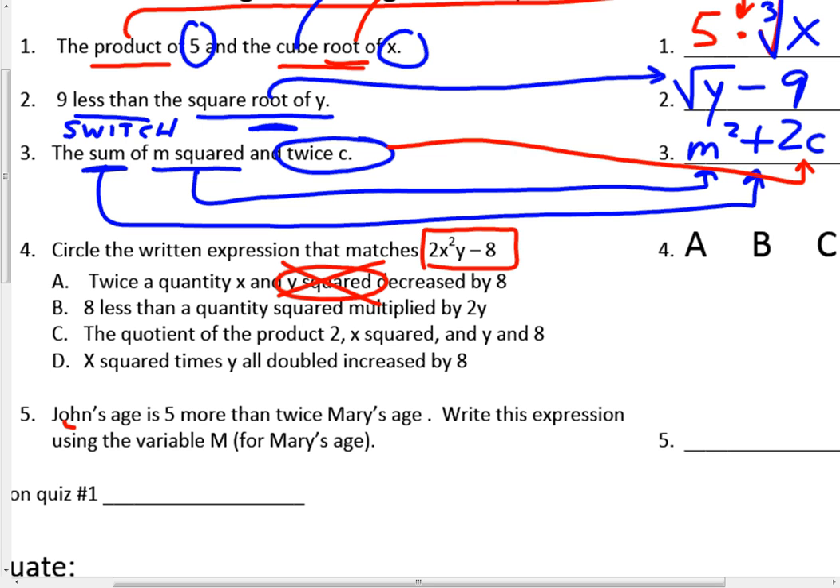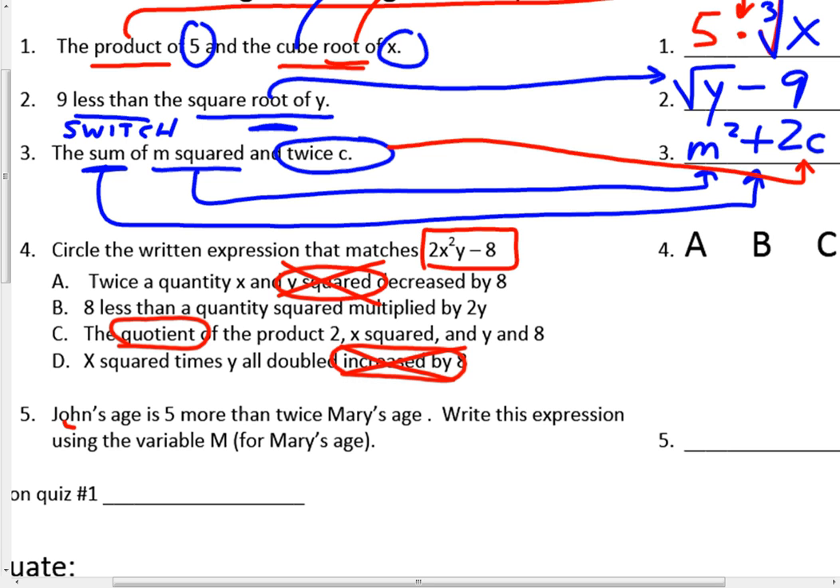This has x squared down here for D, but is it increased by or is it decreased by? It's decreased because you got subtraction. So that doesn't make sense. Cross out what doesn't make sense. Like in C, that doesn't make sense.